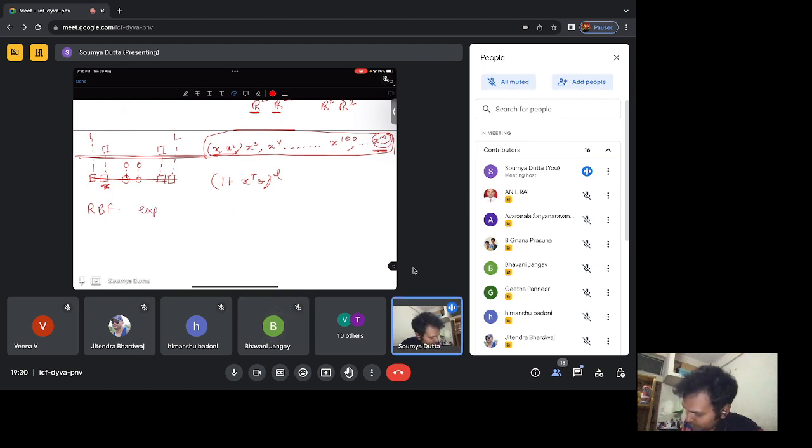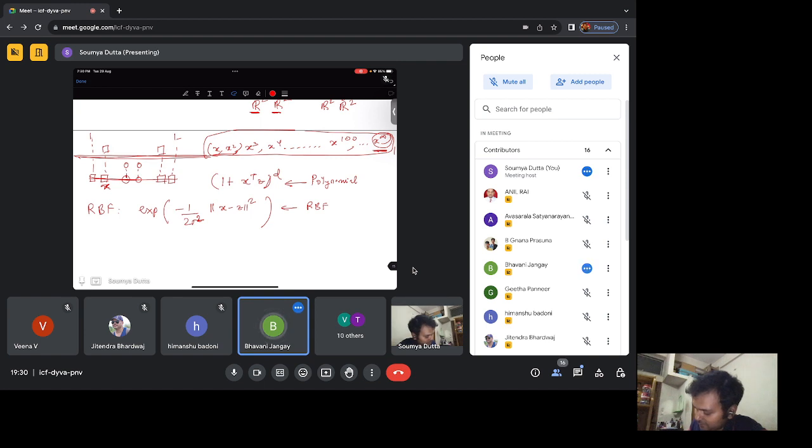Yes. So the Gaussian kernel or the RBF kernel is something like this: e to the power of minus 1 by 2 sigma square into the summation of x minus z whole square. You can understand, right? This is the polynomial kernel and this is the RBF kernel. Correct? Yes, but both are non-linear only, right, sir?